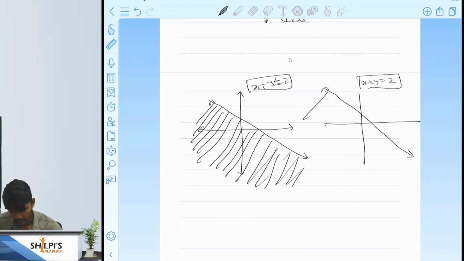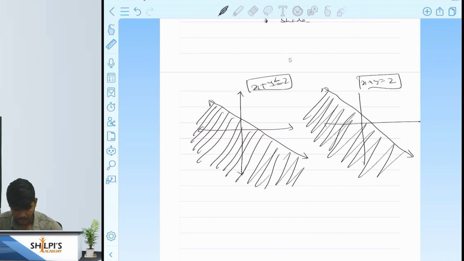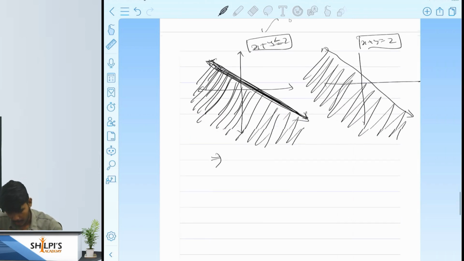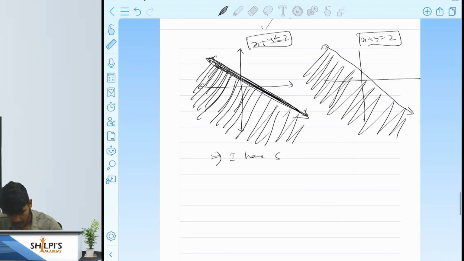In this case also I will shade this part, but the difference is that in this first scenario I will shade this part as well as make this line bold. That means I have the solution space. This is called a solution space with the line. This is the meaning of highlighting that line.